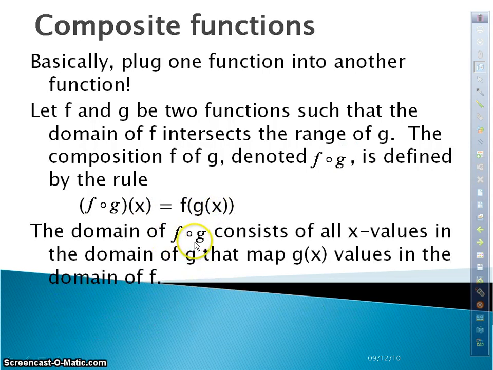The domain of f of g consists of all x values in the domain of g that map g of x values in the domain of f. Now it sounds kind of confusing, but really all you're doing is taking g of x and plugging it into the f function wherever you see an x value.